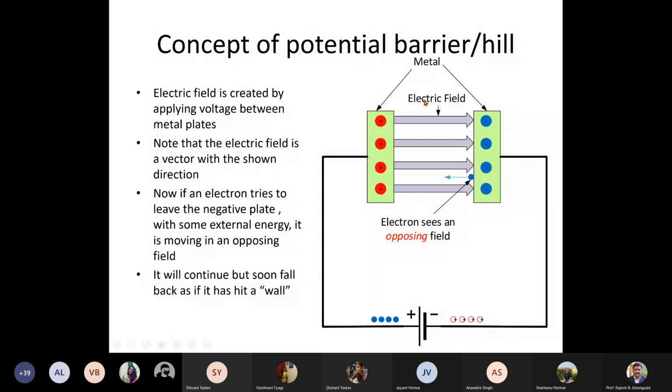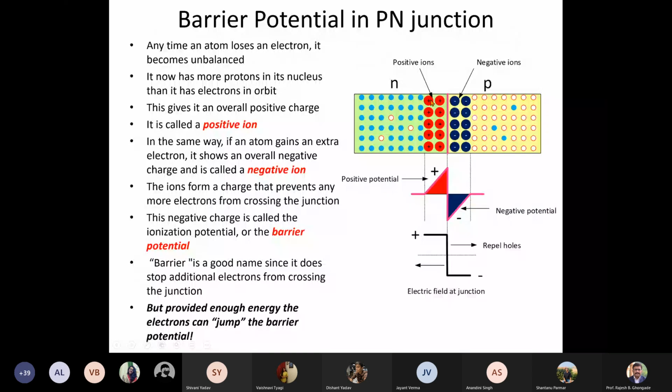Why? Because of the electric field at the junction. If you see, this will try to repel the electrons, this will try to repel the holes, and so it is not possible anymore for the electron to cross over into the other side. Now I have shown these red circles and these dark blue circles, the positive and the negative ions over here. So it is not possible anymore to cross over into the other side. Yes, you can make them cross over provided you give, let us say, a large amount of energy to the electrons and then make them cross over into the other region.